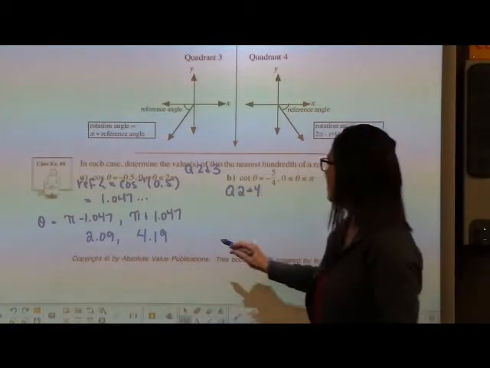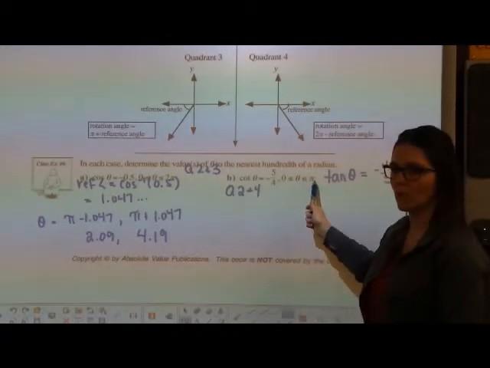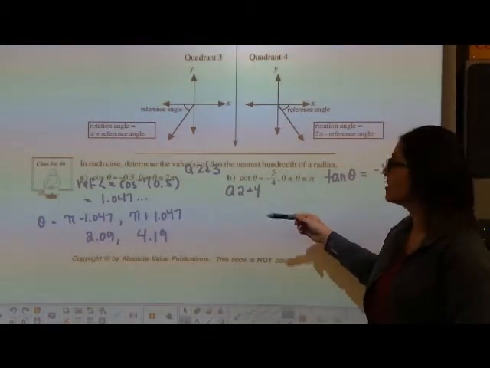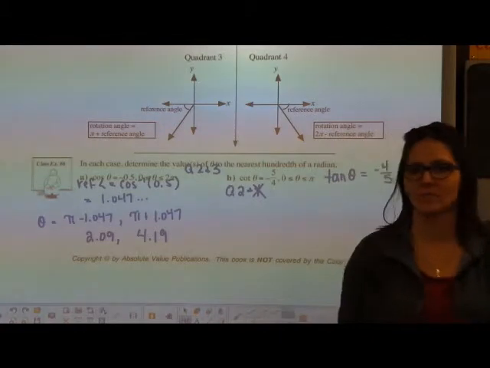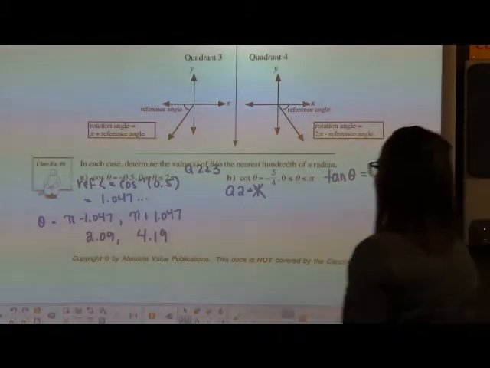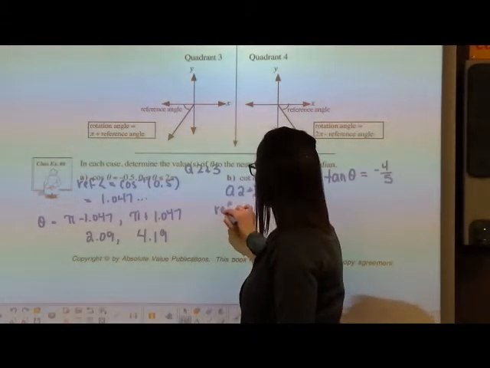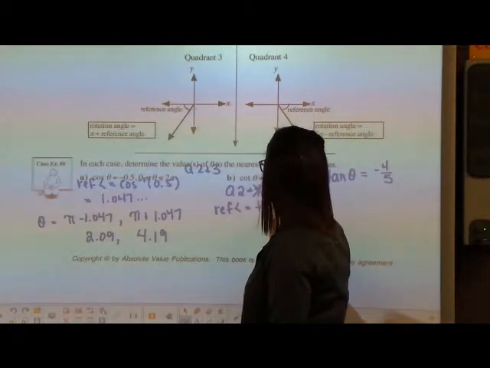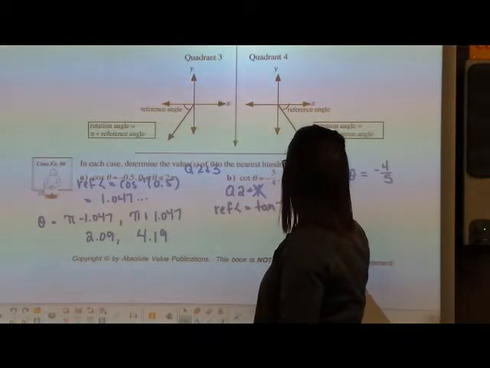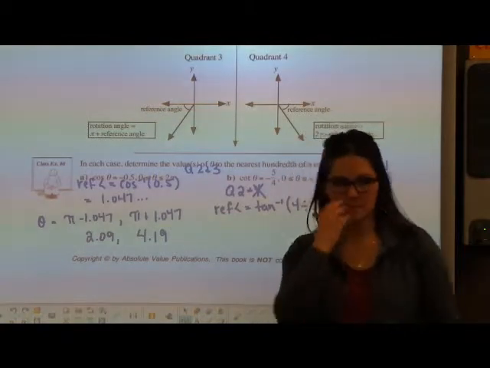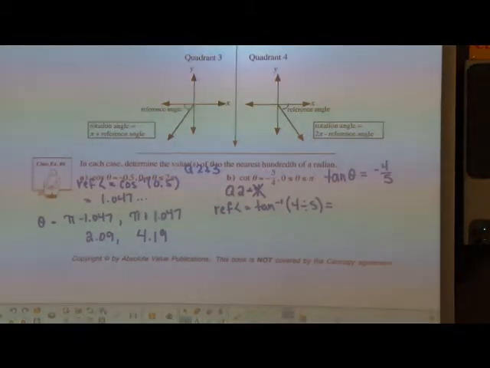But look at the restriction. Theta is between 0 and pi. So it would just be 2. Just 2. Good. Now I do my reference angle. Reference angle becomes tan inverse 4 divided by 5. I keep it positive. Make sure you're in radian mode. And let's express it to 3 decimal places. 0.675.